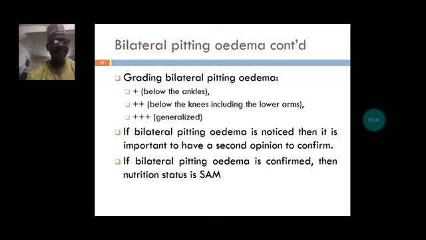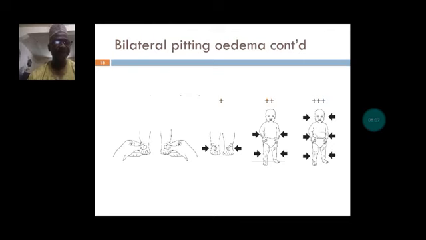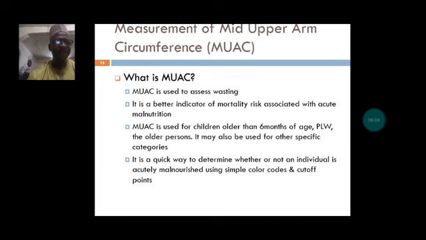Bilateral pitting on its own can also be graded. It can be plus one, it can be plus plus, it can be plus plus plus. That is primary, secondary, and tertiary. The primary bilateral pitting is below the ankle. The secondary is below the knees, including the lower arm. And the tertiary means generalized all over the body. This is pictorially represented as shown. And the moment this is identified, you know that the child in question has a severe acute malnutrition, which is SAM.